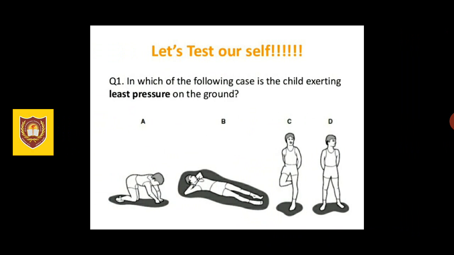Let's test ourselves. In which of the following cases is the child exerting least pressure on the ground? A, B, C or D? Least pressure means more area. More area is in which case? B case. The more the area, the less the pressure, because the formula is pressure equals force upon area.